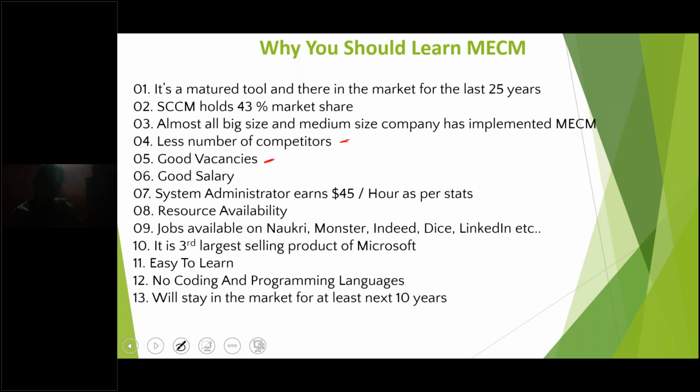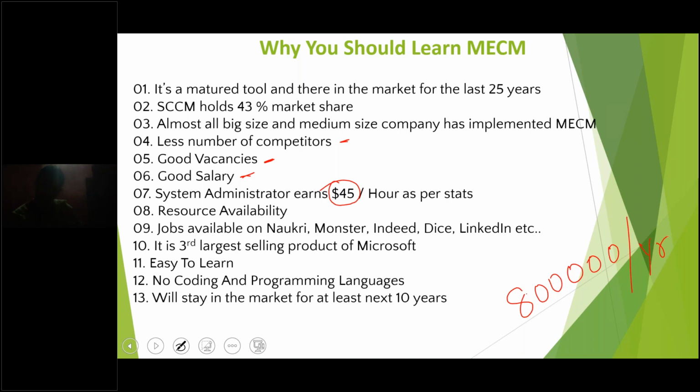Good vacancies: you have an ample amount of vacancies all over the globe for SCCM administrators. You can expect good salary as well. How much salary can you expect? If you are working as an SCCM administrator, you can expect somewhere around 45 US dollars per hour, on an hourly basis. So this amount you can get in US, Canada, Australia, European countries. But if you are in India, you can expect 8 lakh per annum, 800,000 Indian rupees per annum.